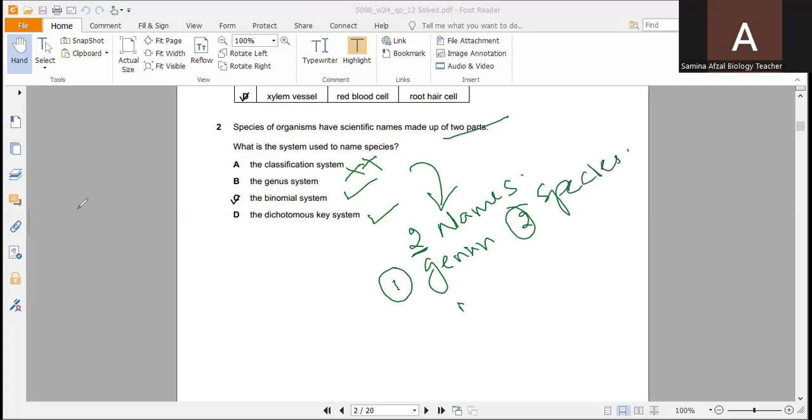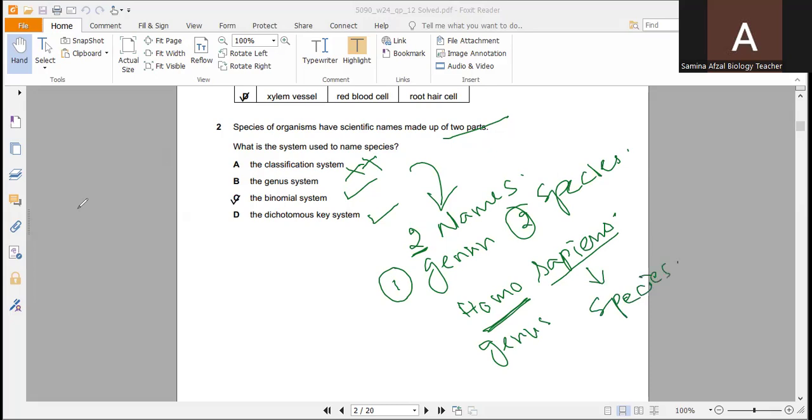As for example, Homo sapiens. Homo means the genus name, and sapiens is the name of the species. So the binomial system is the correct option.